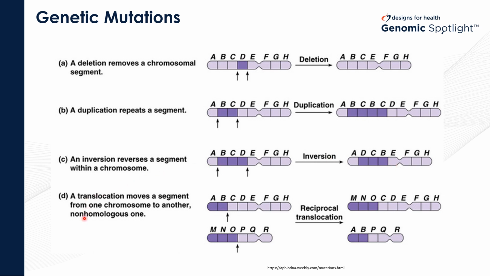A translocation is different. In a translocation, it moves a segment from one chromosome to another non-homologous one. So AB from this chromosome moves down, and now it's part of this other chromosome. And MNO from that second chromosome does a reciprocal translocation and moves up to the top where the AB was.